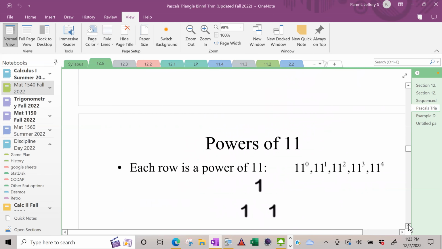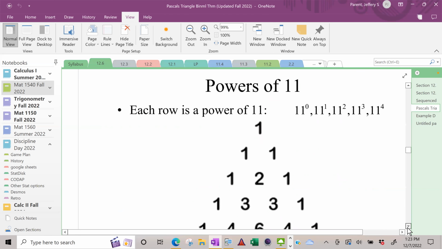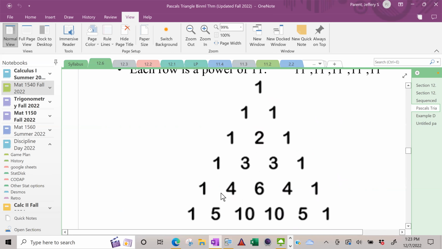Powers of 11. 11 squared is 121. 11 to the third power is 1,331. 11 to the fourth power, and so on. Now, after the fourth power, it gets a little murky, but there is a way to kind of recover that pattern.